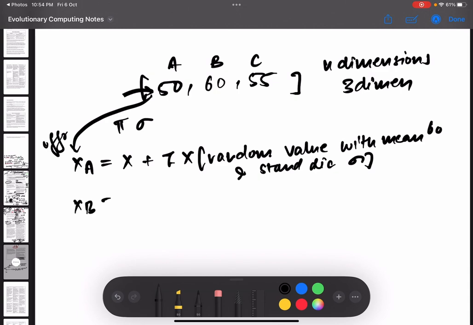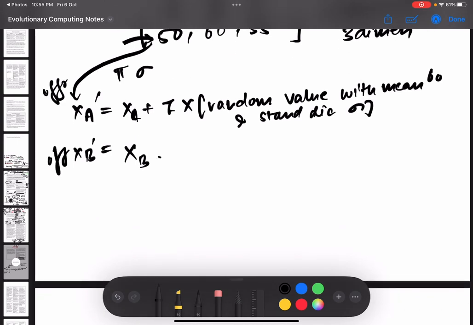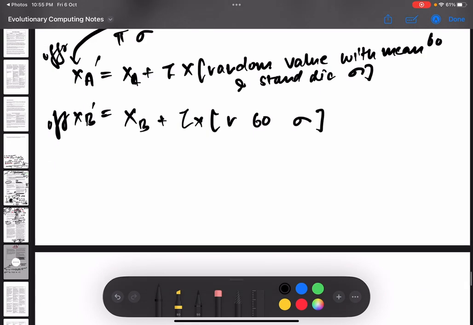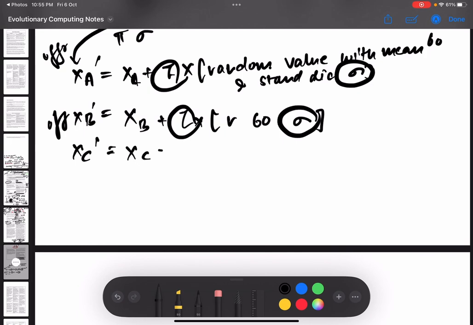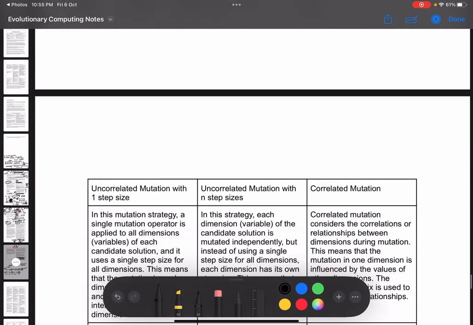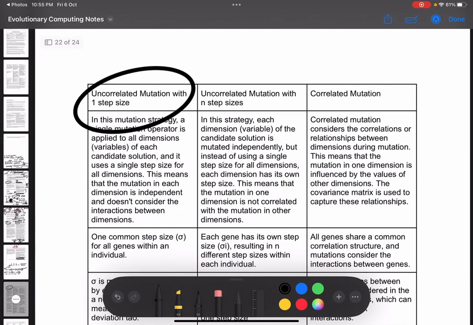For XB also we will choose the XB offspring. We will choose the previous value of XB plus tau into, this is not X, this is into a random value chosen around mean 60 and standard deviation this. For all of these, tau and this remain the same. Standard deviation and tau both remain the same for XC also. Right, this is what we have explored till now. And this is what is called uncorrelated mutation with one step size.